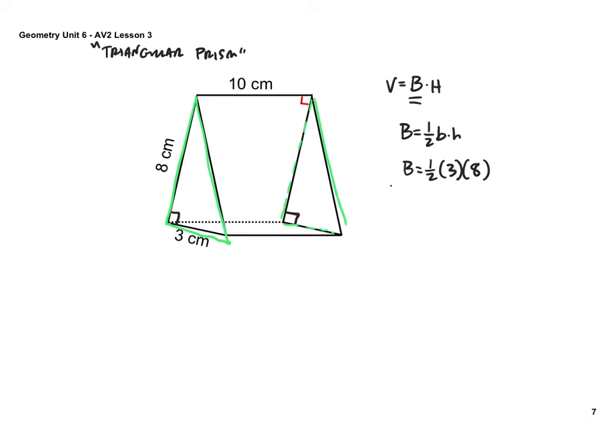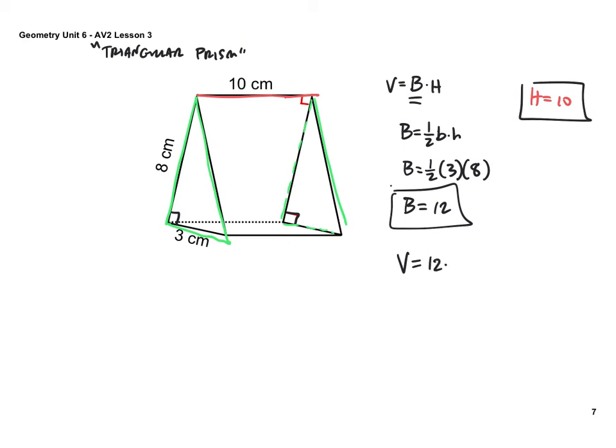Clearly I can see that the distance between them, which would be capital H, is 10, and so I'm going to make my calculation for capital B, which is 1/2 of 24, which will be 12, and I'm going to multiply those together. So I'm going to bring them down utilizing the values for capital B and capital H, which will be 12 times 10. So the volume in this case is 120 centimeters cubed.